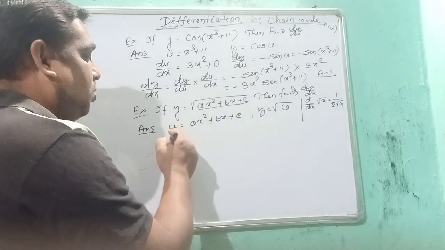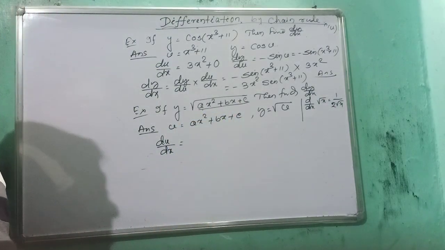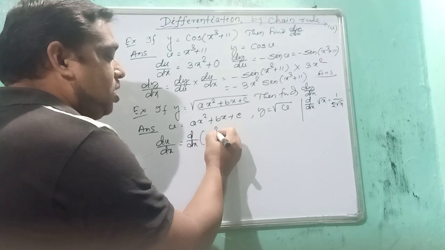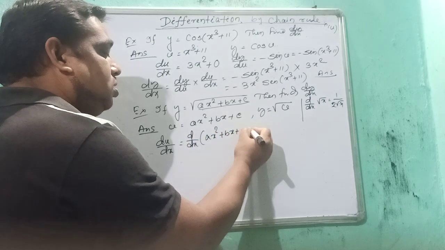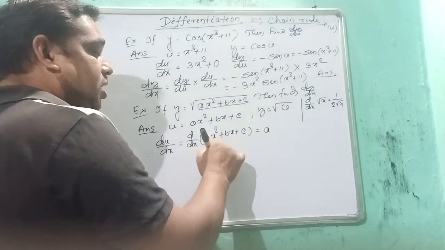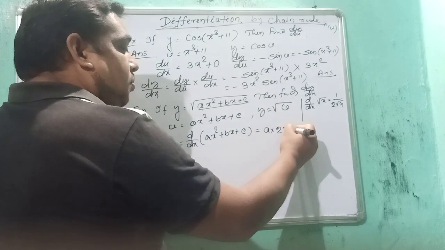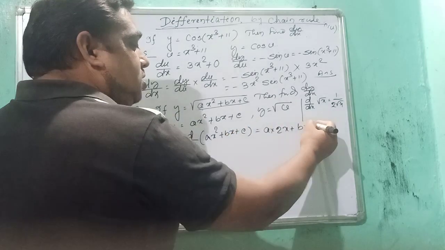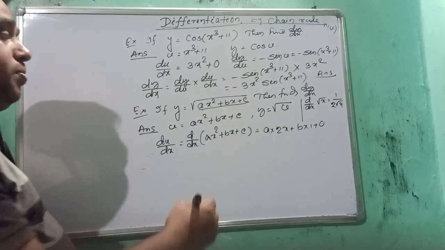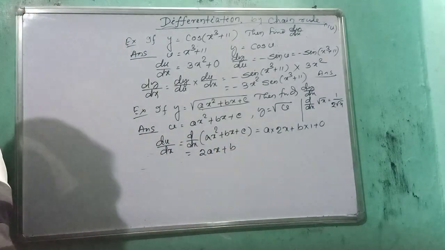Then here we have to find du by dx. We have to take the derivative of ax squared plus bx plus c. Here a is a constant taken outside, and the derivative of x squared is 2x. b is a constant, the derivative of x is 1. c is a constant, its derivative is 0. So its value is 2ax plus b. That is du by dx.